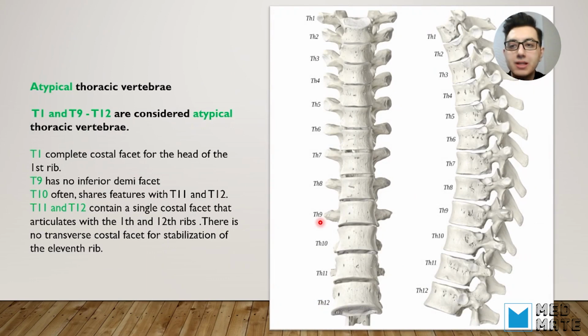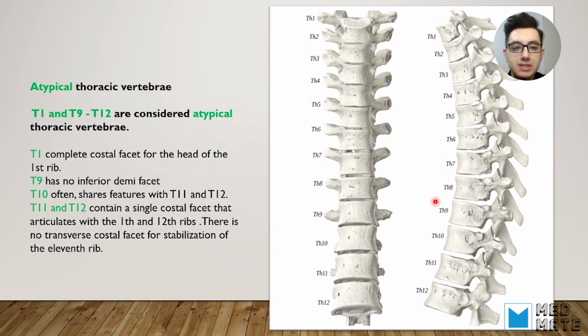Alright, now let's talk about atypical thoracic vertebrae. Atypical thoracic vertebrae are T1, T9, and T12. And that's because, for example, when we are talking about T1, you can see the photo here, it has a complete costal facet for the head of the rib. So T1 is an exception, and it's articulating directly with the head of the first rib.